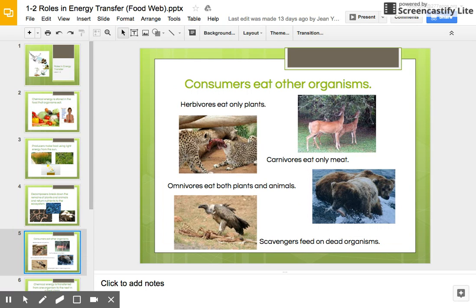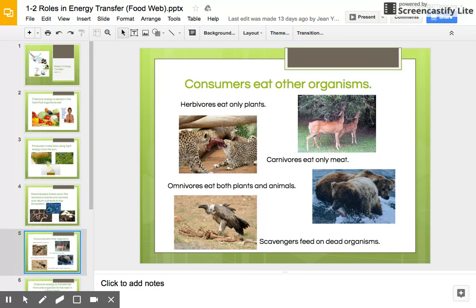Consumers are organisms that eat or consume other organisms, and there are different types of consumers. Herbivores, like the deer here, are organisms that eat only plants. Carnivores are organisms that eat only meat. Omnivores, like the bear and like humans, eat both plants and animals. And then scavengers, like this vulture, are organisms that feed on dead organisms.